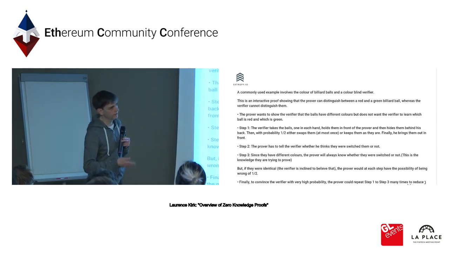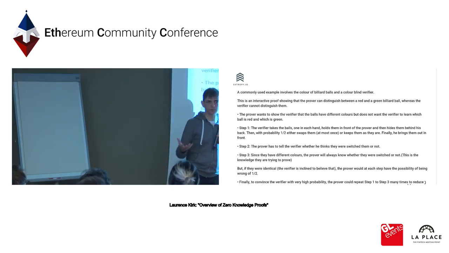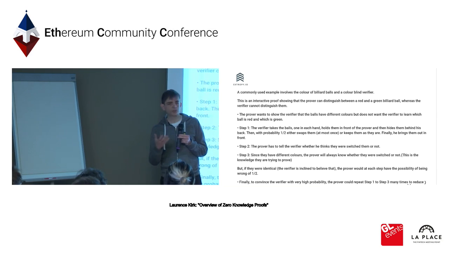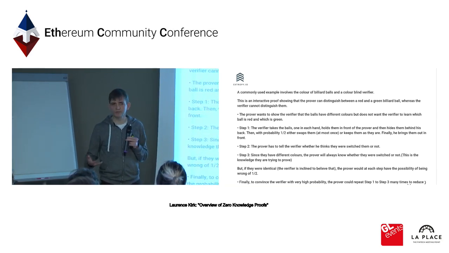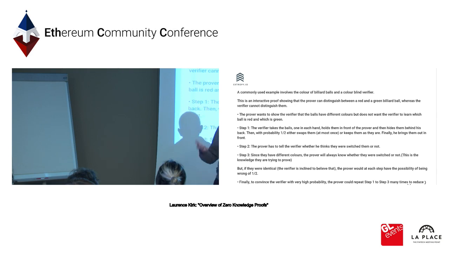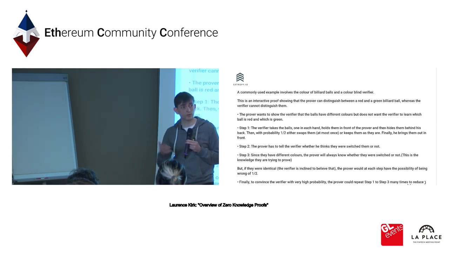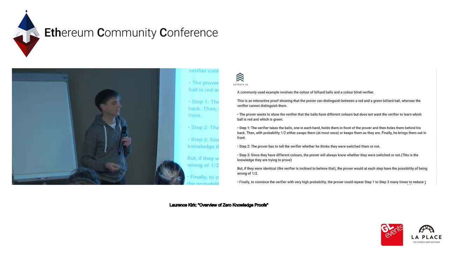And the way they can prove this is the verifier, Victor, can take these balls, which he thinks are identical, show them to the prover, and then put them behind his back and swap them over or not swap them over, bring them out again and ask the prover whether he has swapped them over. And the idea is that if there is indeed a difference between these balls that the prover can see, she will be able to say whether Victor has swapped them over or not.